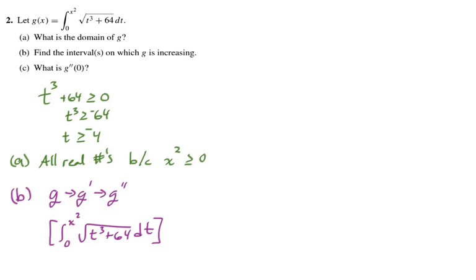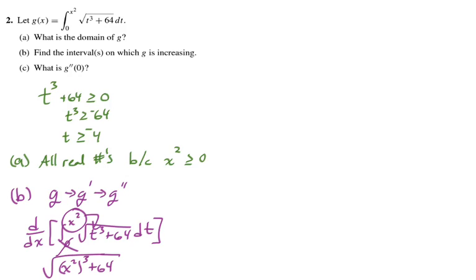Alright, so let's take the derivative of this thing. Now the 0 doesn't matter because that is kind of like the constant in the function. But this x squared does matter. So this x squared goes into the t. So we get x squared raised to the third power plus 64. And that's what you normally would do. If you take the derivative of an integral, that's all you would do.